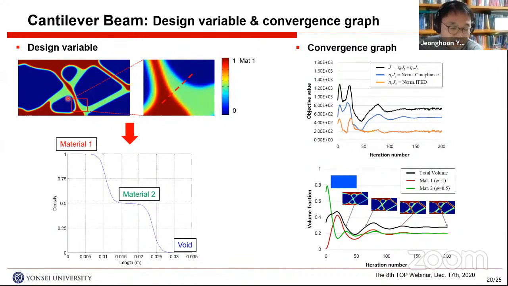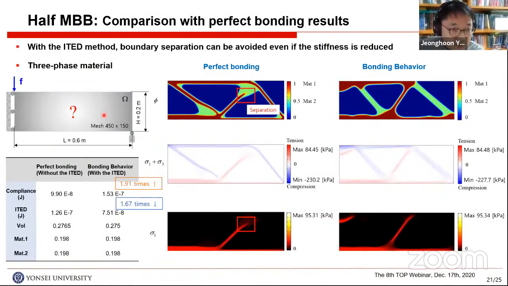And along these lines, we can see the material changes. The red part is material phase 1, the green part is material phase 2, and the blue one is the void part. The right figure shows the convergence graph of the objective functions, and the bottom graph shows each material's volume fraction change, and also the total volume fraction change.